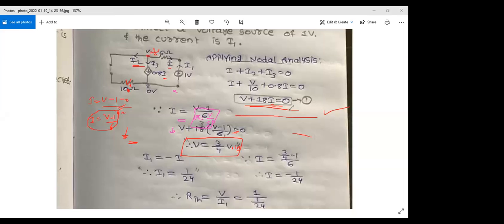Okay, we got the value of V. So I think we have the equations where we can substitute the value of V to get the values of I and I1, right? So what's the equation I can get for I1? What is the equation we get for I? I already have the value of I as V minus 1 by 6, right? Substitute the value of V. What's the value of I we are going to get here?